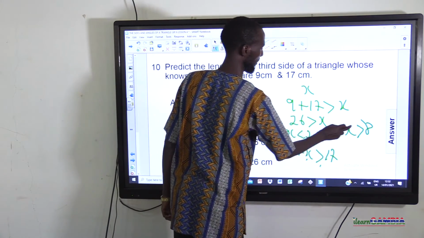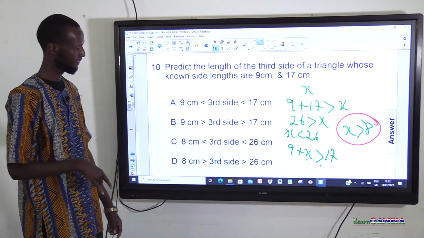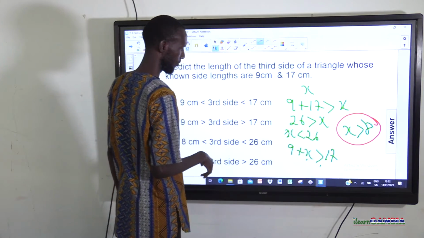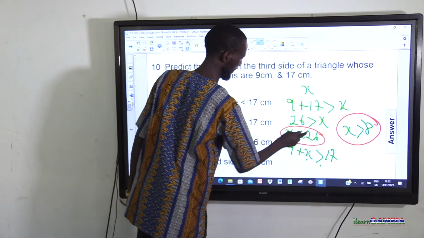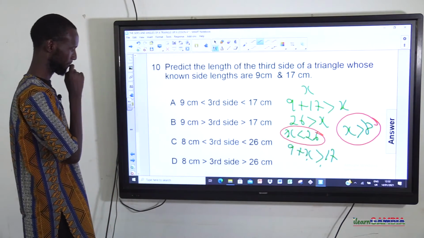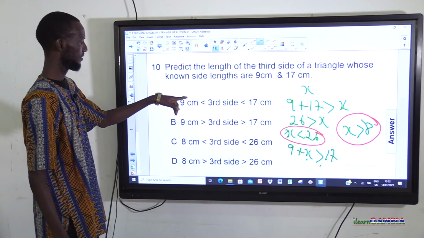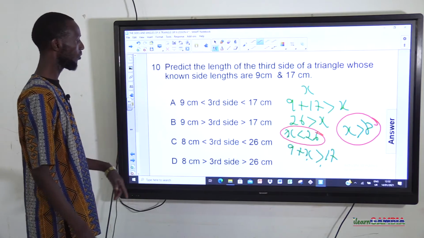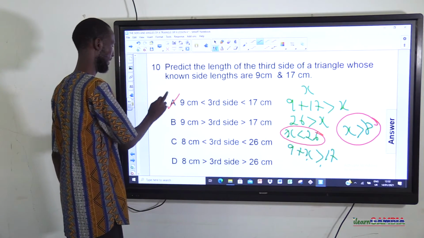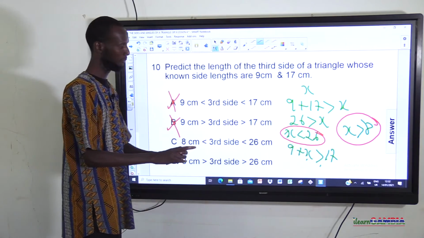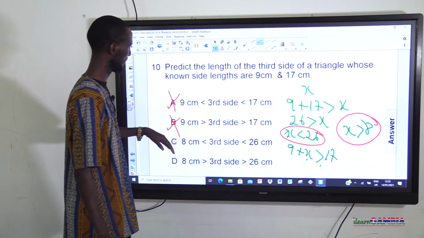So this is what we have. Our third side has to be greater than 8. And then somewhere, our third side has to be less than 26. That's what we have. So let's see which is correct here. This one says 9 less than whatever. Nowhere did we have 9 in our answers. So we can just rule out A and B, because we are playing with 26 and 8. There's no 9 there. So you can just automatically rule out A and B.